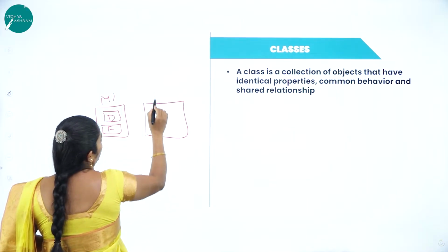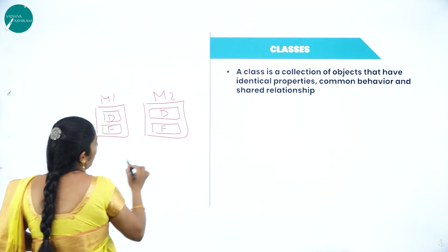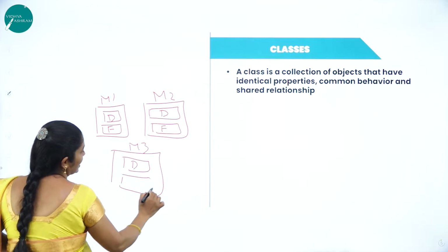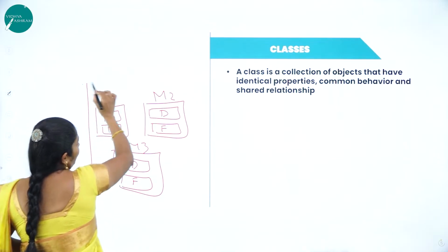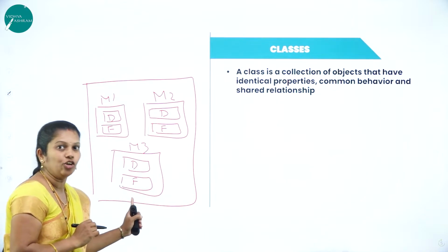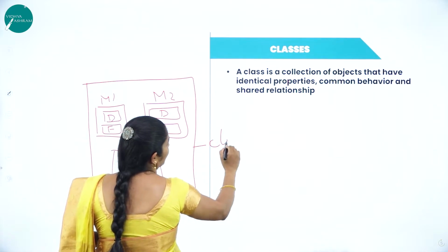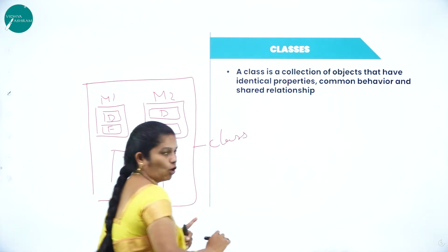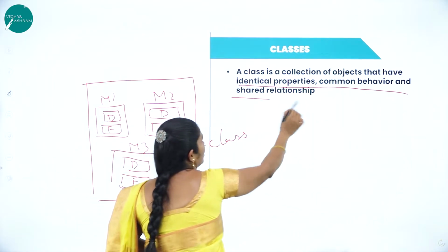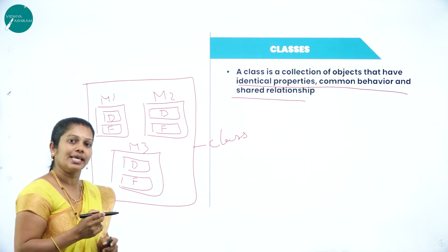I am going to call this mobile 1. One more, here we'll take mobile 2. In this mobile 2 also we have data as well as functions. One more mobile we are taking, that is mobile 3. Here also we have data as well as functions. The collection of related objects which have the same behavior and characteristics can be called a class. A class is a collection of objects that have identical properties and common behavior, having the same characteristics as well as the same behavior.